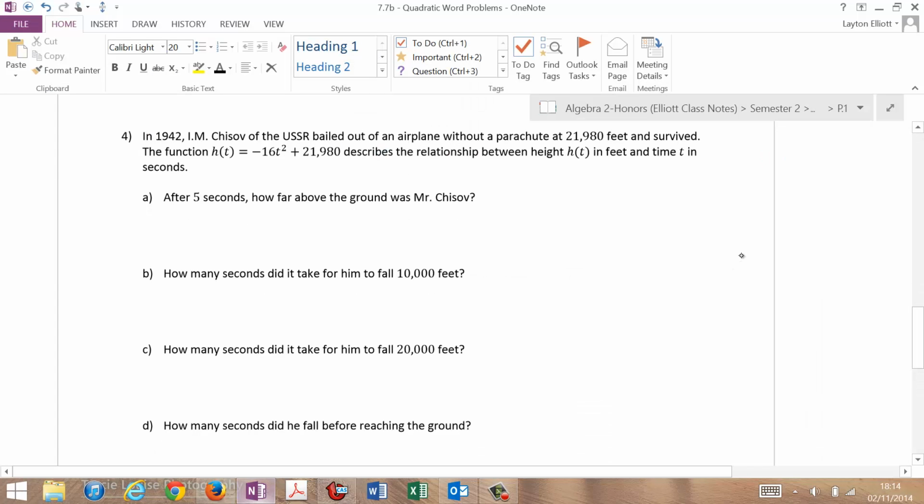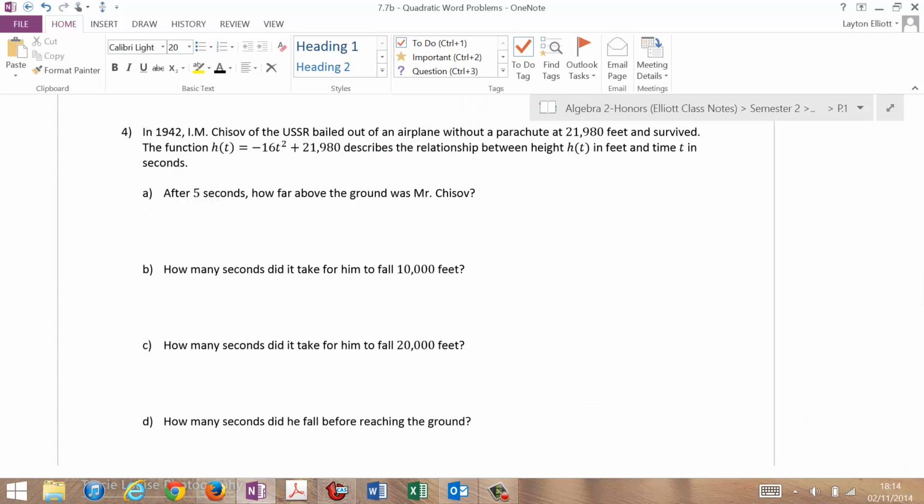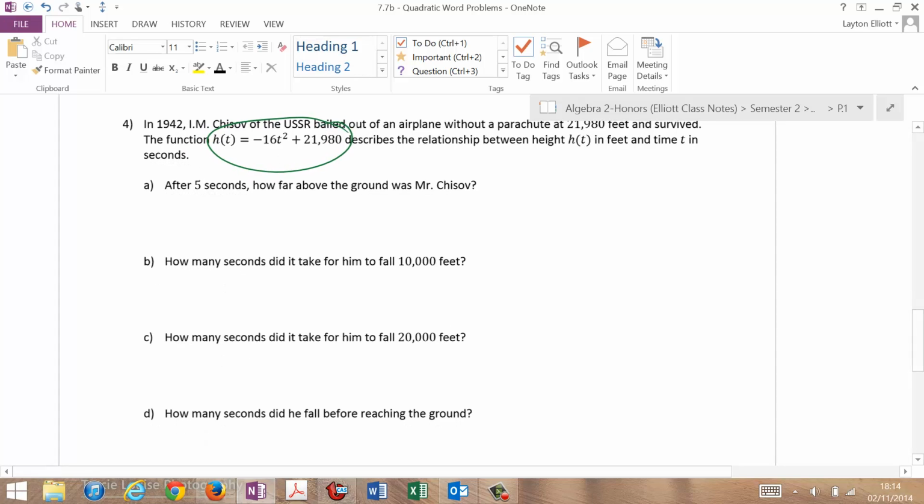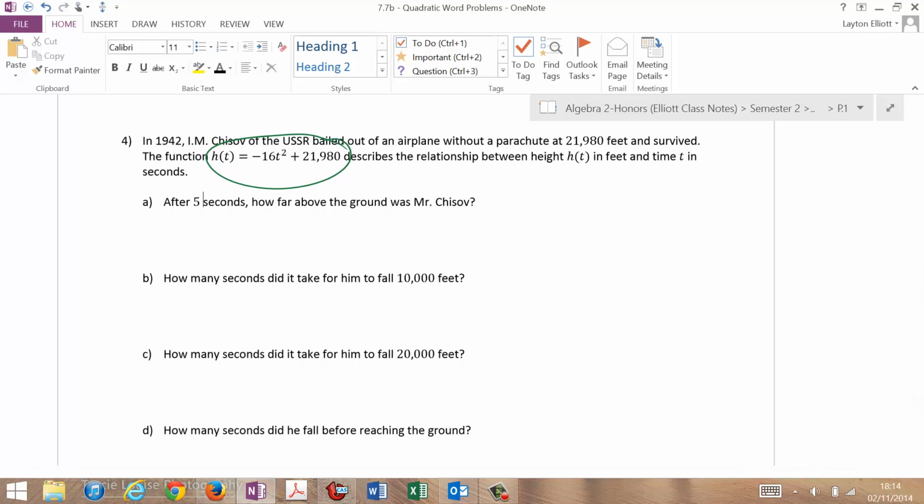So as promised, we're going to continue with number 4 if you need to see more of this. Really, a lot of this is about setting your window. So if I'm going to take this and take a second, read the problem. You've got bailing out of the airplane and surviving the fall.